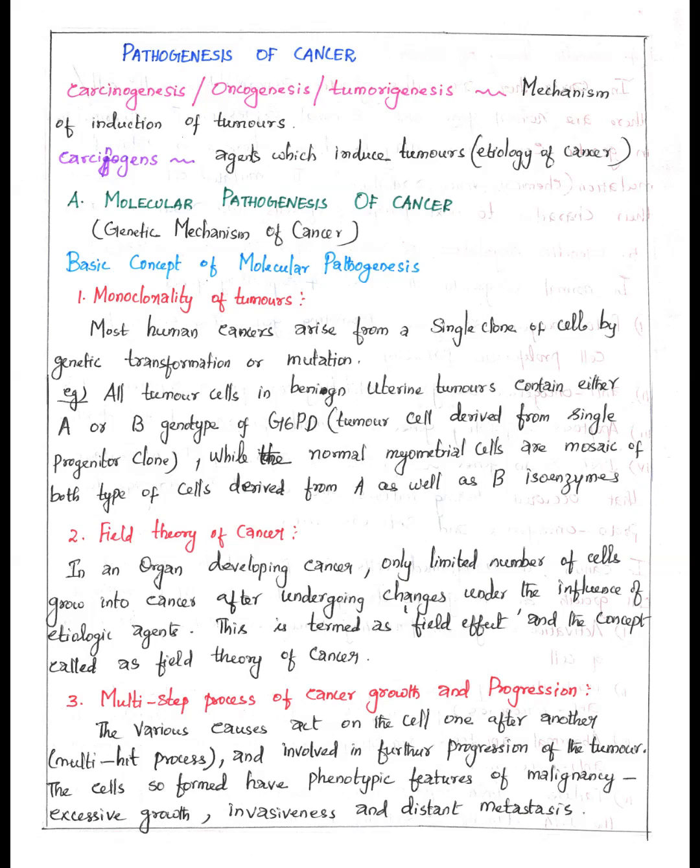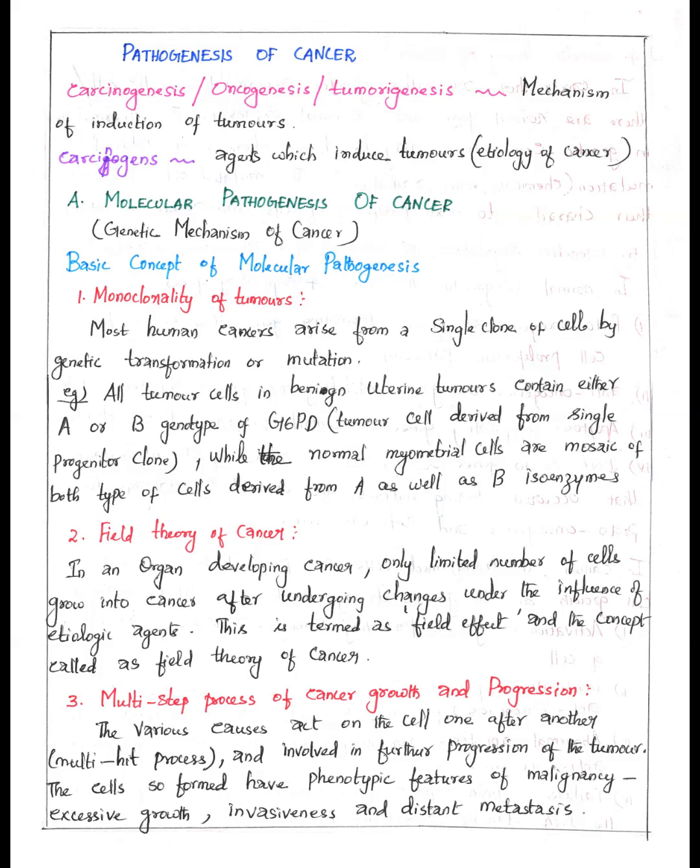Pathogenesis of cancer is explained in detail based on 4 theories. First one is molecular carcinogenesis, second is chemical carcinogenesis, third is physical carcinogenesis, and the fourth is biological carcinogenesis. First we will learn about the molecular pathogenesis of cancer. It is also termed the genetic mechanism of cancer.